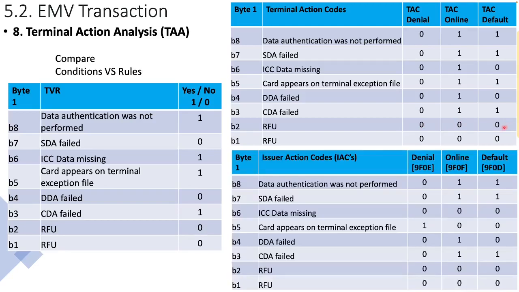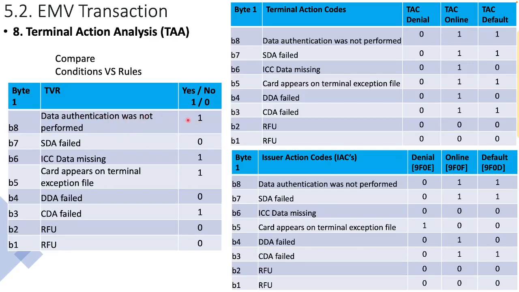The other set of rules are the issue action codes, which are personalized on the card itself, and during the data exchange between the card and terminal, these issue action codes are passed through to the terminal, specifically for use during terminal risk management and terminal action analysis, right? So let's just take a few examples. Let's look at bit 8 here. The condition says that in this particular transaction we could not perform data authentication for whatever reason, right? So it's set to 1, we did not perform it.